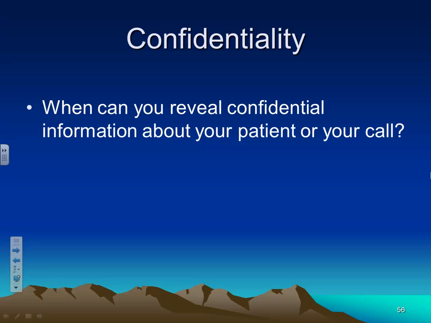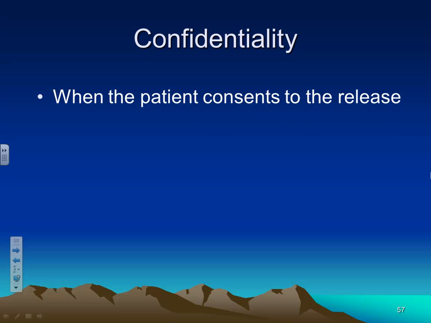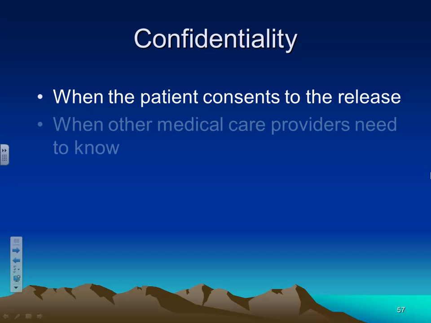When can you reveal confidential information about your patient or your call? Only if it pertains to transferring care of the patient. Transferring care is the key there. Anybody that's in that chain of care providers, you can share information. Also when the patient consents to that release, you'll usually sign something that says you can release that information.